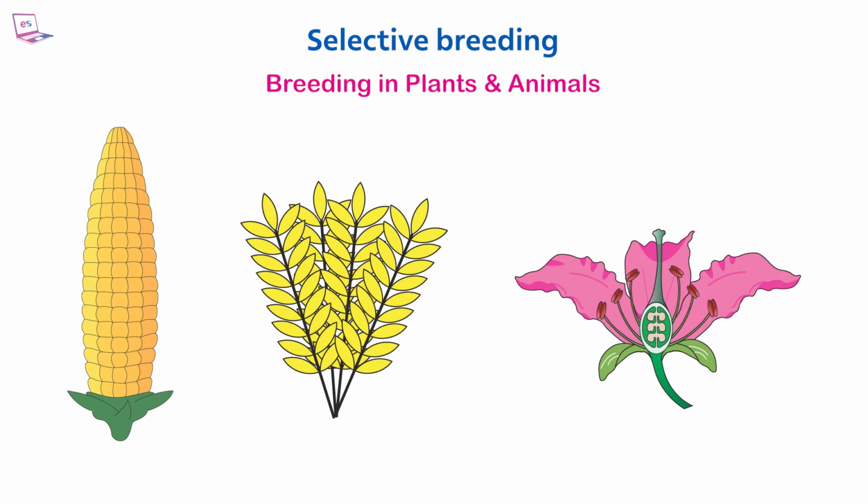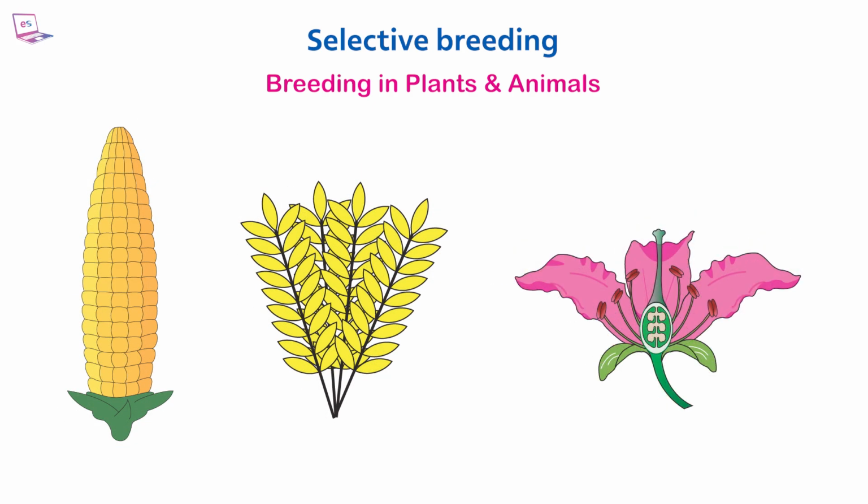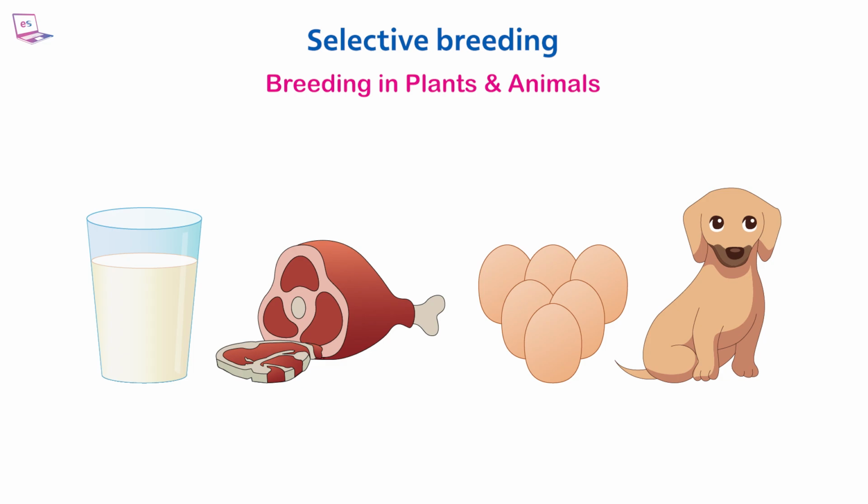The desirable characteristics of selective breeding in plants include disease resistance in food crops, high-yield wheat plants, and striking flowers. The characteristics desirable for selective breeding in animals include high milk or meat production, large eggs, and gentle nature in domestic dogs.